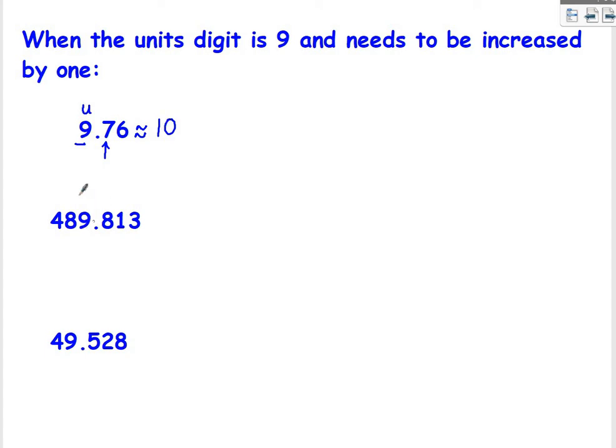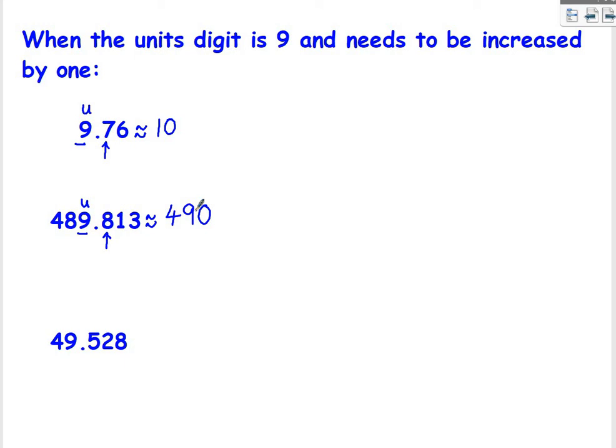And another one, again, in the units column, we have 9. We have to look at the tenths column to see whether or not we need to round up. So in the tenths column, we have 8, which is 5 or more. So we have to increase the 9. Now we cannot make that 9 a 10 as it currently stands, because we've got a digit in the tens column. So what you can do is look at it as 489, and we can increase that whole number by 1. So 489 plus 1 will give you 490.